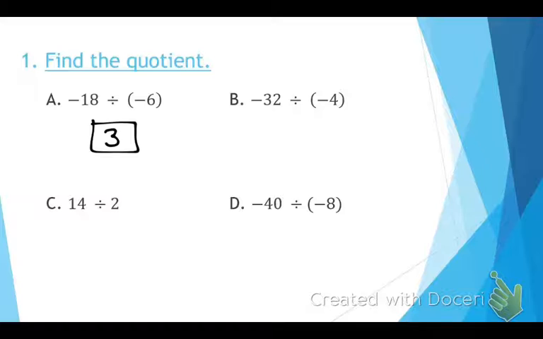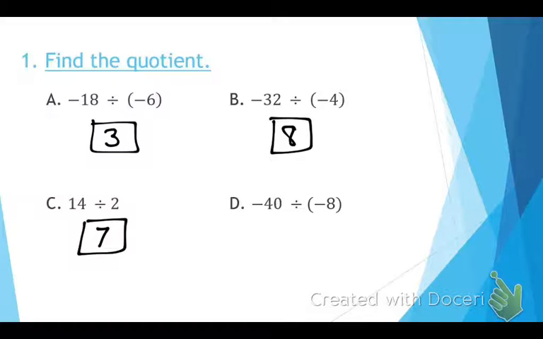Negative 32 divided by negative 4. Just the boys. How many negative signs do you see? 2. There are 2. Is the number 2 even or odd? Even. It is even. If I have an even number of negative signs, my answer has to be positive. So what is 32 divided by 4? 8. The correct answer is positive 8. Going on to the next one. Jonte, 14 divided by 2? 7. That's just a normal problem. There are no negative signs, so we know our answer is going to stay positive.